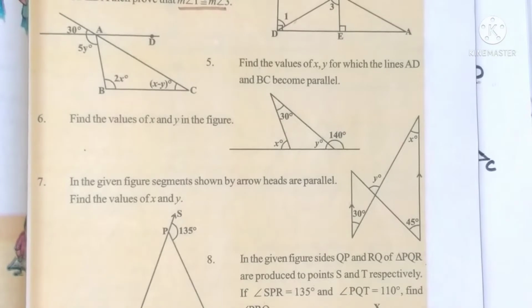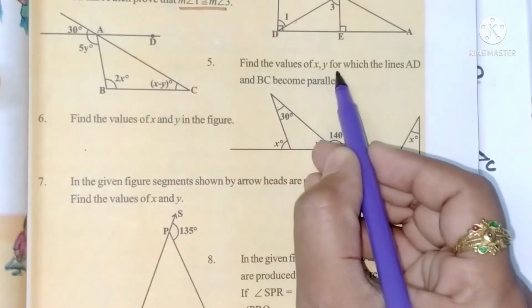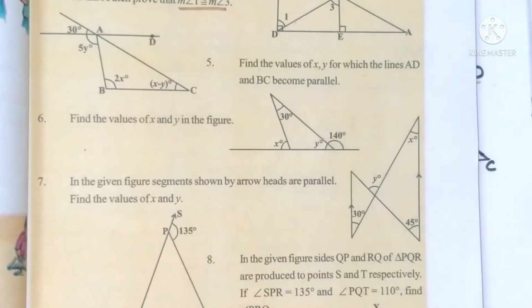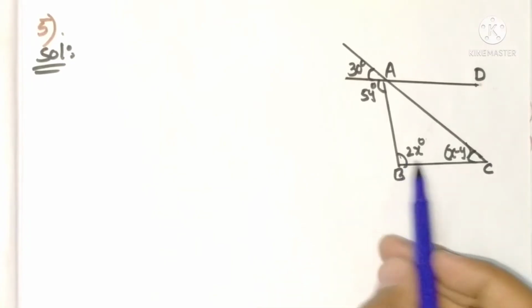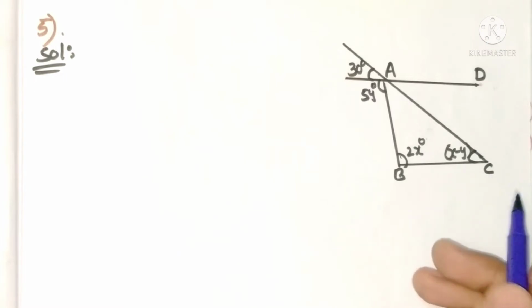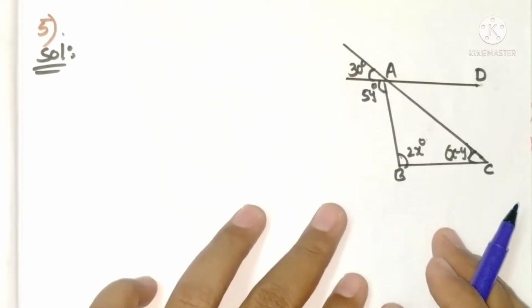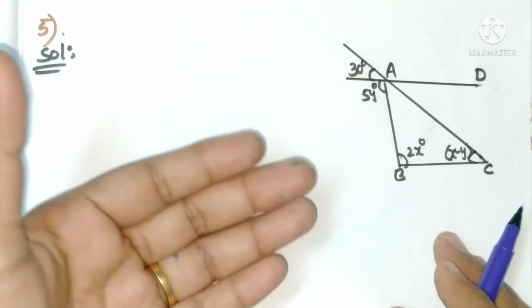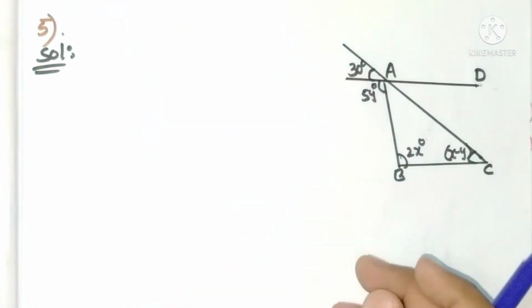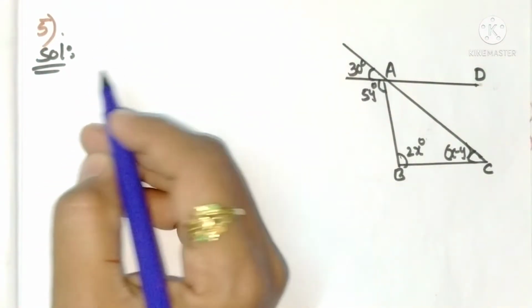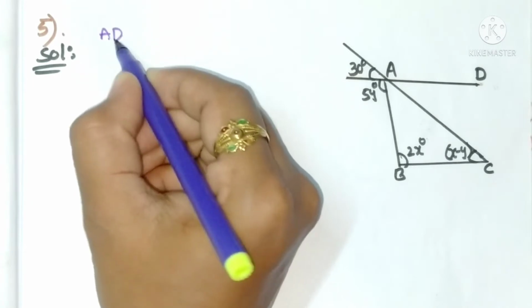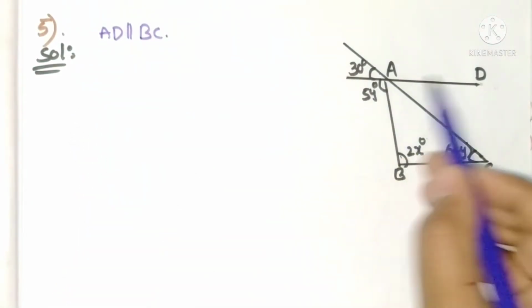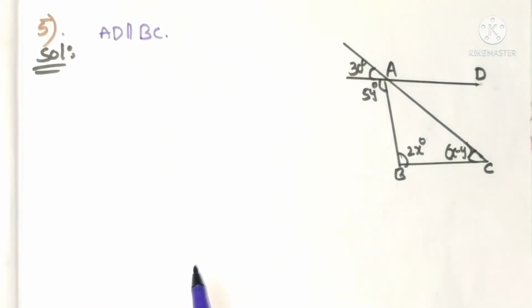Fifth problem, find the values of x and y for which the lines AD and BC become parallel. In the question they are asking for which values the lines AD and BC become parallel. So we'll consider AD parallel to BC. Then this AD and this BC are parallel.